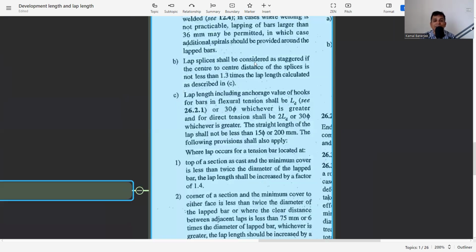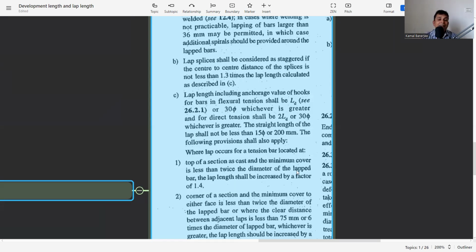Now lap splices shall be considered as staggered if the center to center distance of the splices is not less than 1.3 times the lap length calculated. So lap splices should be staggered. What does it mean? That means in a single section, we cannot lap all the bars at a single time. That means if I have 4 bars at the bottom of a beam section, we cannot splice all 4 bars in the same section.